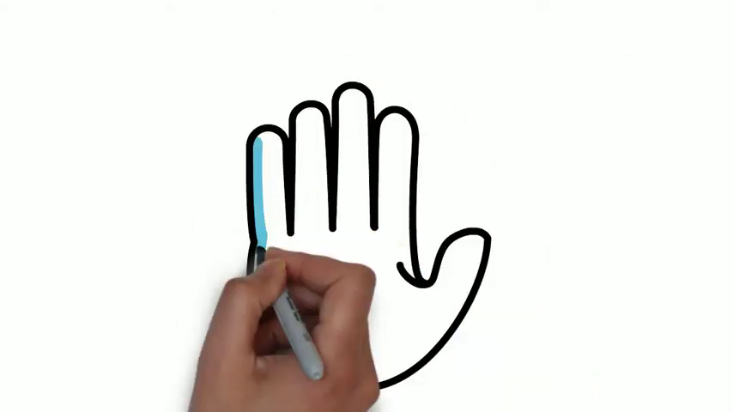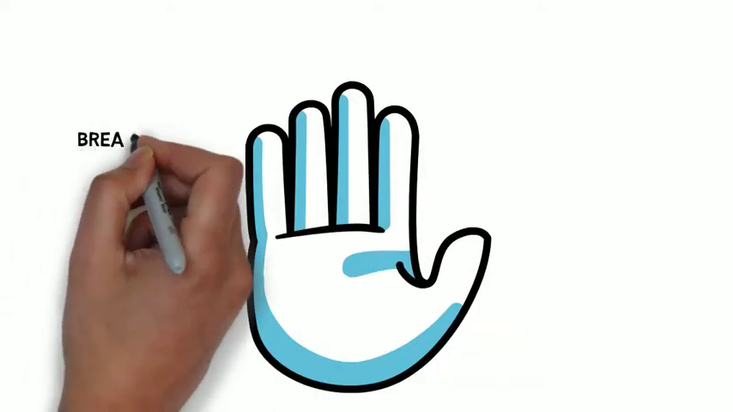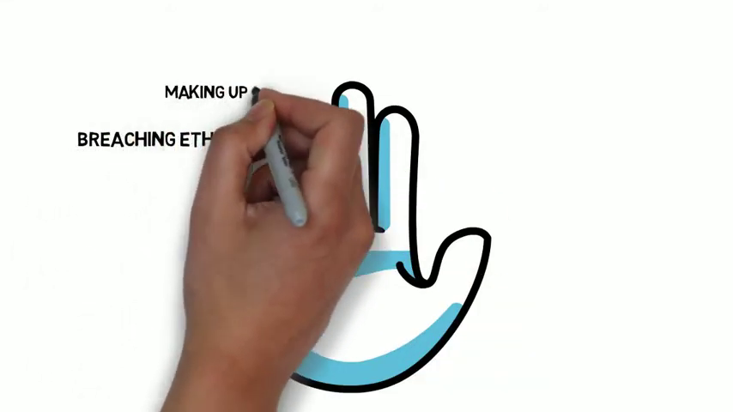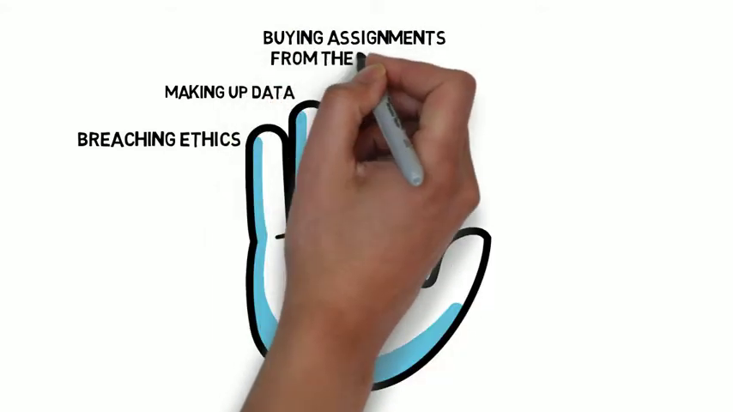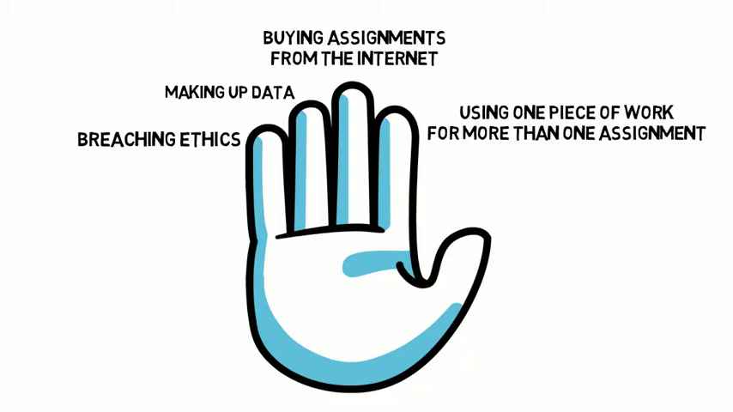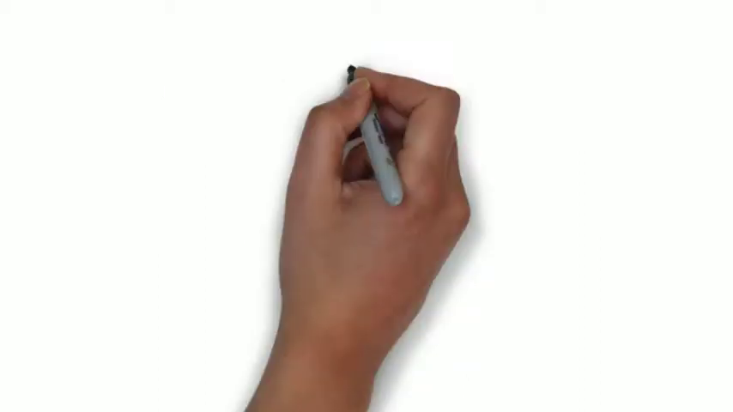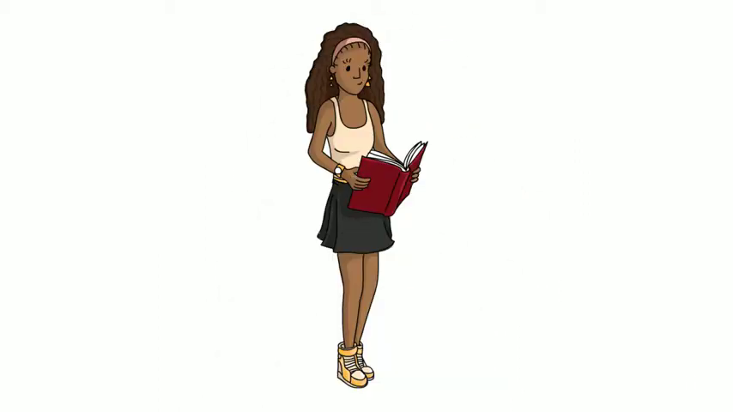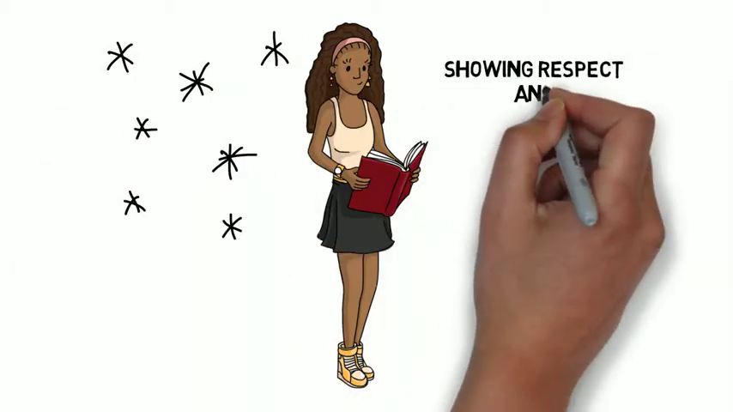Other misconduct offences include breaching ethics, making up data, buying assignments from the internet, and using one piece of work for more than one assignment. The important thing to remember is always to give credit to the authors of your sources. Think of this as a way of showing respect and building knowledge.